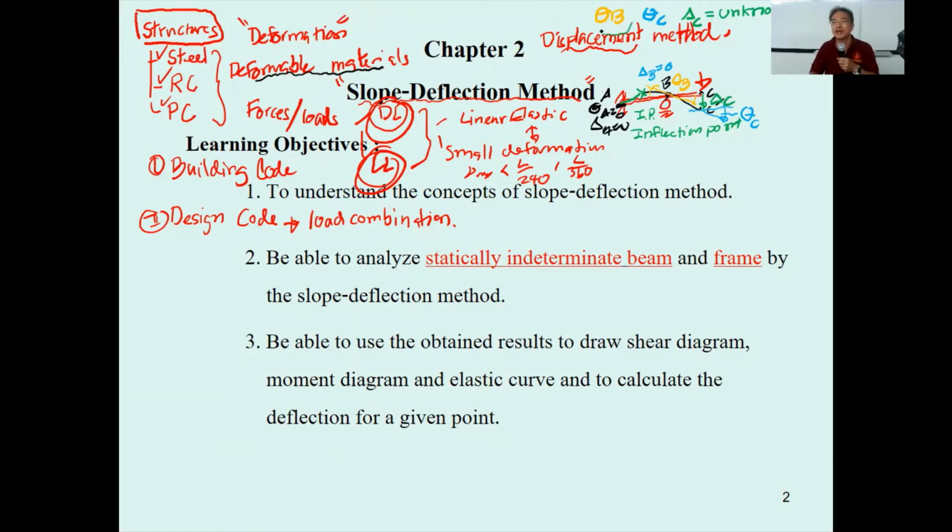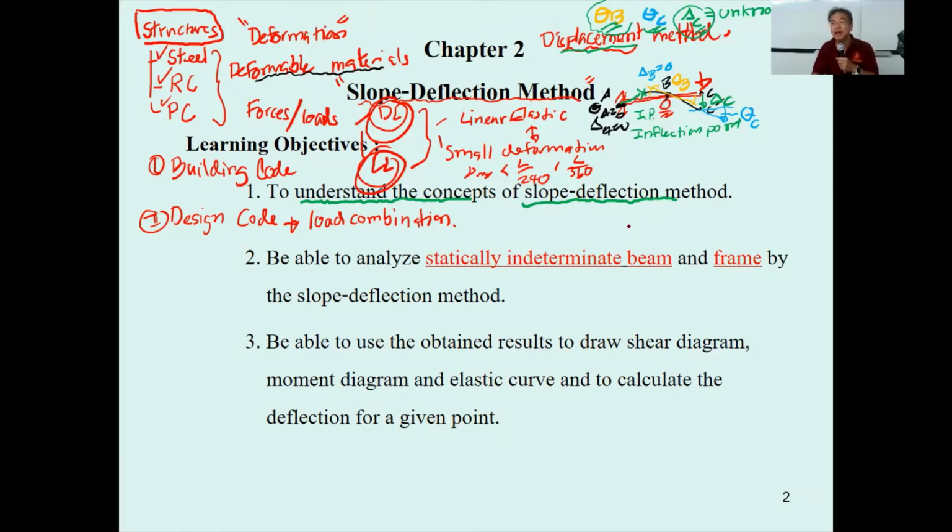Now you've got these two thetas as the slope, and delta sub C is the deflection. Now you start to understand the first learning objective: understand the concept of the slope deflection method, in which the slope and the deflection, which we call the displacements, are the unknowns. Then we will provide you with the design equation, and based upon this, you're going to analyze the structure.